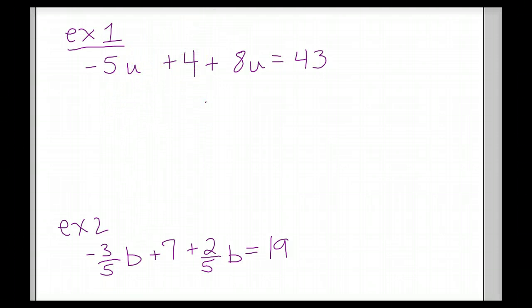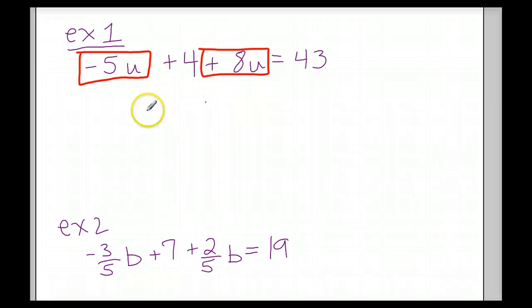So what we want to do first is identify our like terms. We have done that before in the past. We have a negative 5u right here, and we have a positive 8u. So we can combine those. That's the first thing we want to do. Remember, this is solving equations with simplifying like terms. So combining these, negative 5 plus a positive 8 is going to give us 3u. We can't combine that with 4, so we just have plus 4, and that still equals 43.